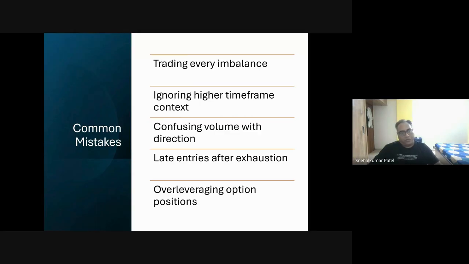Confusing volume with direction. This is also what happens. If we see significant volume, that there are more buyers in a particular candle, and we enter, that shouldn't happen. We should also identify levels, and if that is in confluence with other factors, then only we should take a directional entry. When the trade is exhausted, at that time we shouldn't take an entry. Late entries also incur a loss. We shouldn't also over leverage our position. We should know our position sizing and stick to that.